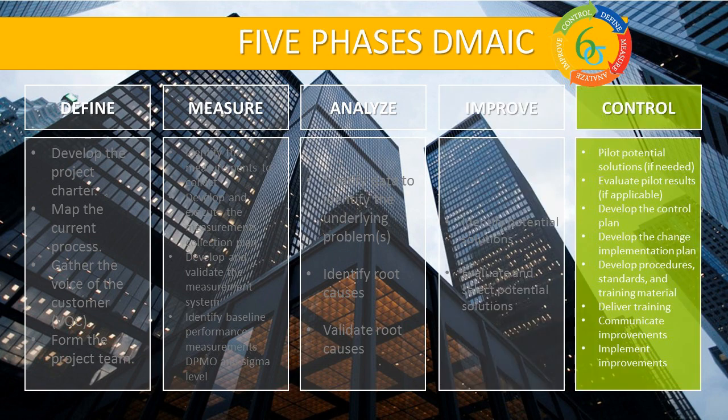The final phase of DMAIC is control. All improvement needs to be controlled in order to ensure lasting results and sustain changes. Control the future state process to ensure that any deviations from target are corrected before they result in defects. Key points in the control phase may include the following.